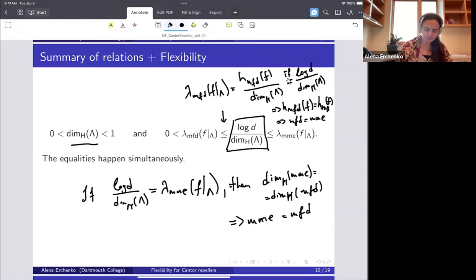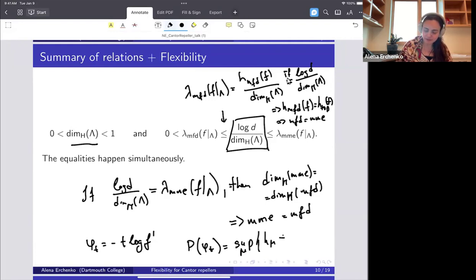If you look at the potentials phi_t equal to minus t log of my expansion, and you look at the pressure function of those phi_t, which, let me remind you, is our variational principle, entropy plus the integral of phi_t, and take the supremum. The t which makes P(phi_t) equal to 0, if it's exactly the dimension of my invariant set, is a way to get the measure of full dimension. Because the dimensions coincide and by uniqueness of the measure of full dimension, you can derive it. So roughly that's the idea, and we do now know the equalities happen simultaneously.